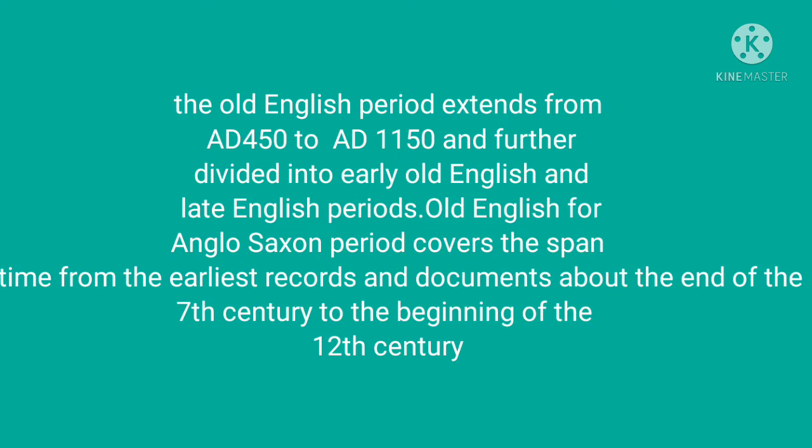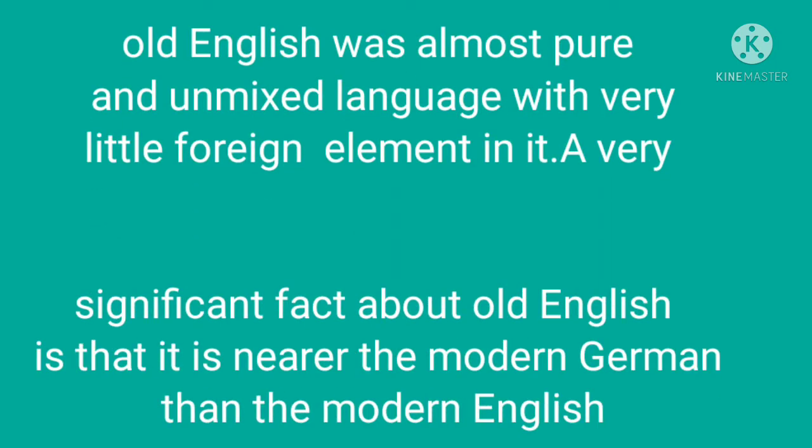Old English was an almost pure, unmixed language. That's why it is quite near to modern German rather than modern English, because the Old Anglo-Saxons were Germanic tribes.